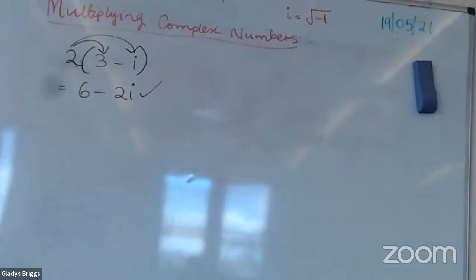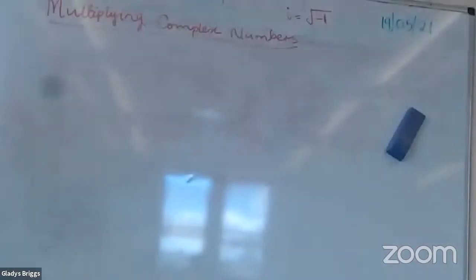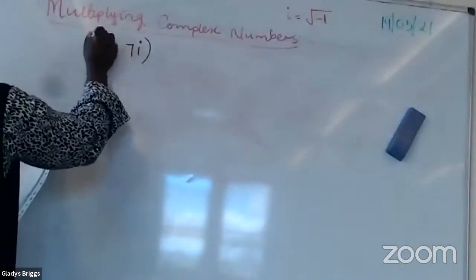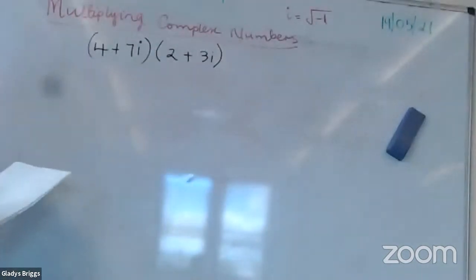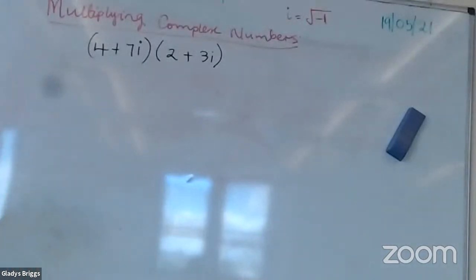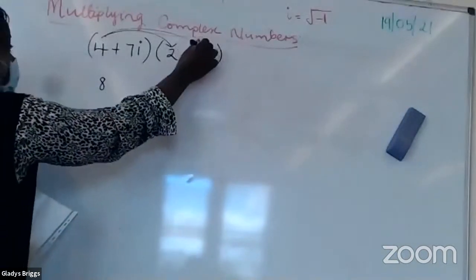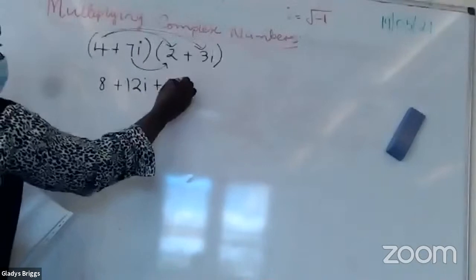Okay, now if you have double brackets, like 4 plus 7i times 2 plus 3i, then, of course, you know how we do expanding brackets. You use what's inside this bracket to multiply everything that is inside the other bracket. So this will be 4 times 2 is 8. 4 times 3i is 12i. 7i times 2 is 14i.